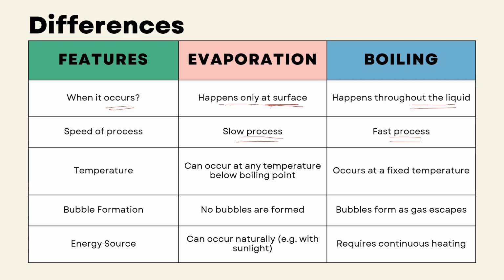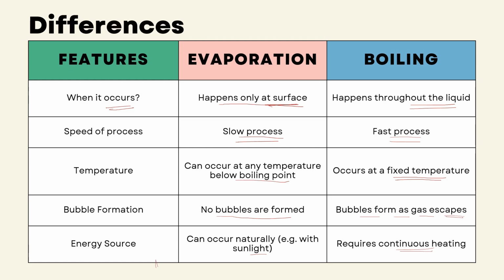Temperature. Evaporation can occur at any temperature below boiling point, whereas boiling occurs at a fixed temperature. Bubble formation. There are no bubbles formed in evaporation, whereas in boiling, bubbles form as gas escapes. Energy source. Evaporation can occur naturally, for example with sunlight, whereas boiling requires continuous heating.